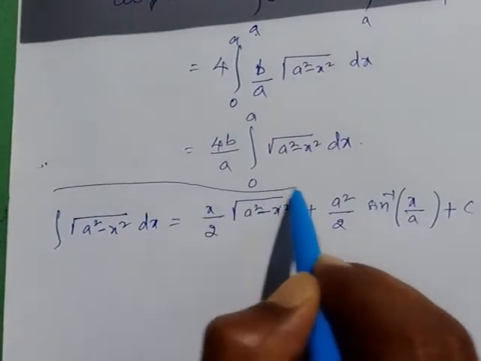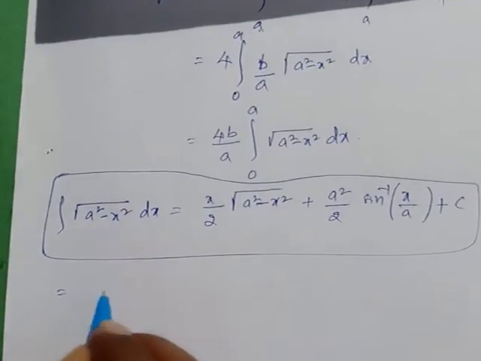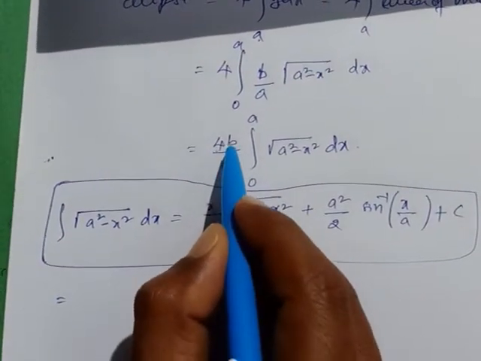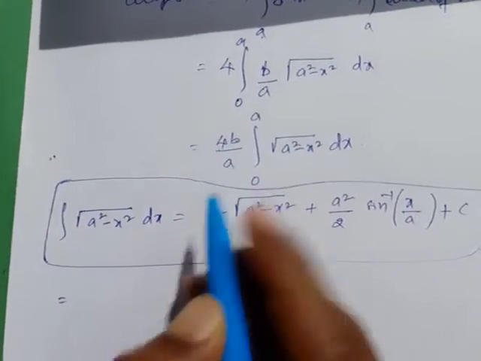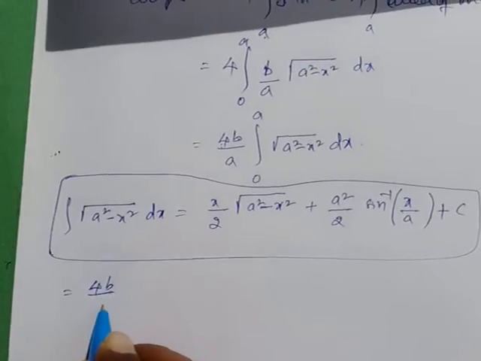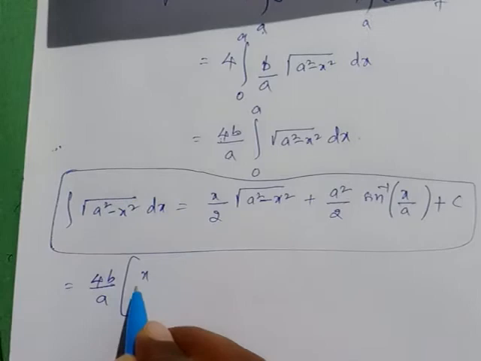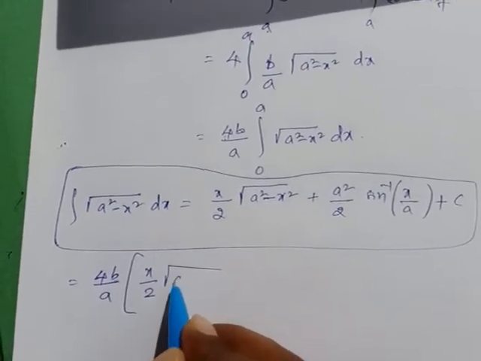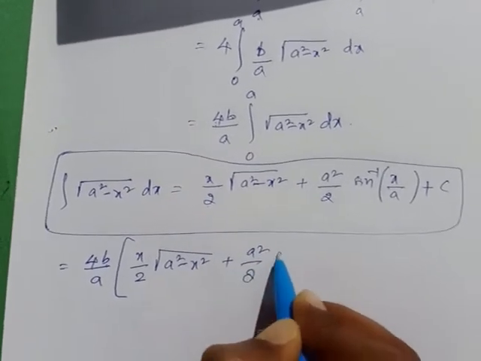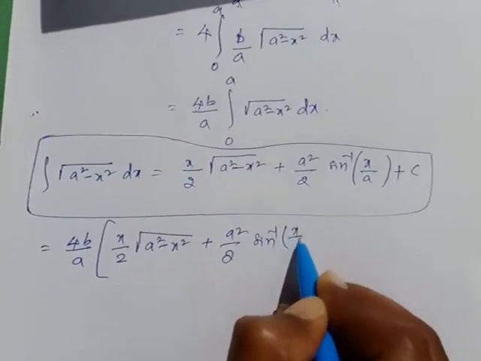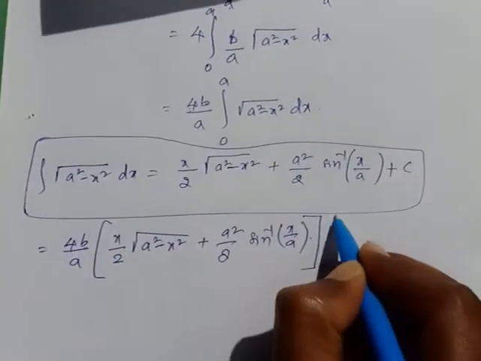So put it into the respective formula. Now substitute those values in the formula. First of all, here we have 4b by a, this total is multiplied. So 4b by a times x by 2 under root a square minus x square plus a square by 2 sine inverse of x by a, the limits are 0 to a.